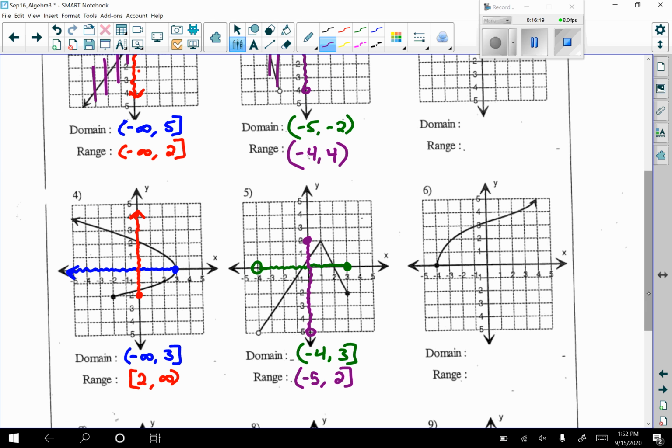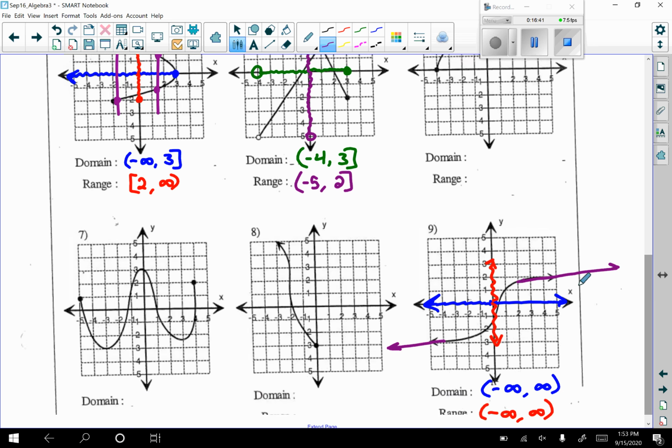But for number 4, I'm good as I'm over here, but as soon as I meet here, we're passing through the graph here and here, likewise over here and here, so this does not pass the vertical line test. So I'm going to say not a function. 5 would be a function, passes the vertical line test. And likewise for 9, every vertical line would only pass through the graph once, so this is a function.